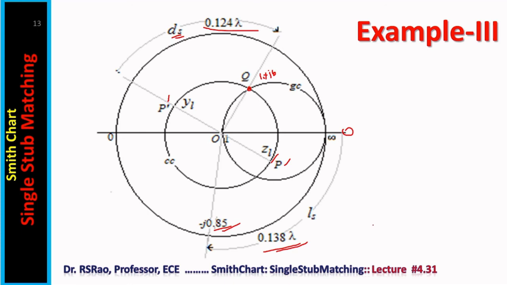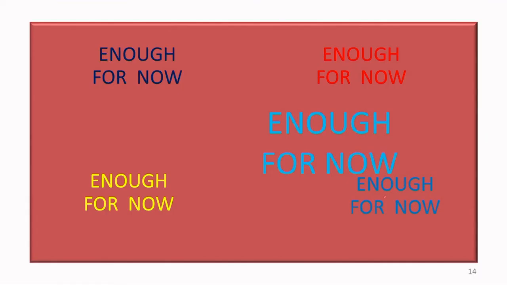But the answer is required to be given in meters. So what we have to do is find out lambda. Lambda is c by f. f is given as 3 gigahertz. So it is 3 into 10 power 8 by 3 into 10 power 9. It turns out to be 0.1. So multiplying this lambda with 0.138 gives ls. Multiplying lambda with 0.124 gives ds in meters. These are some of the points I want to discuss with you regarding the single stub matching technique. Enough for now.